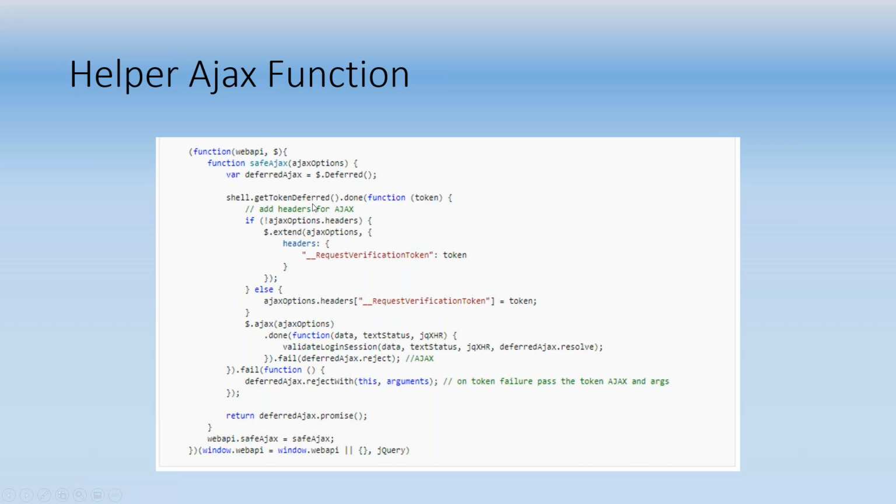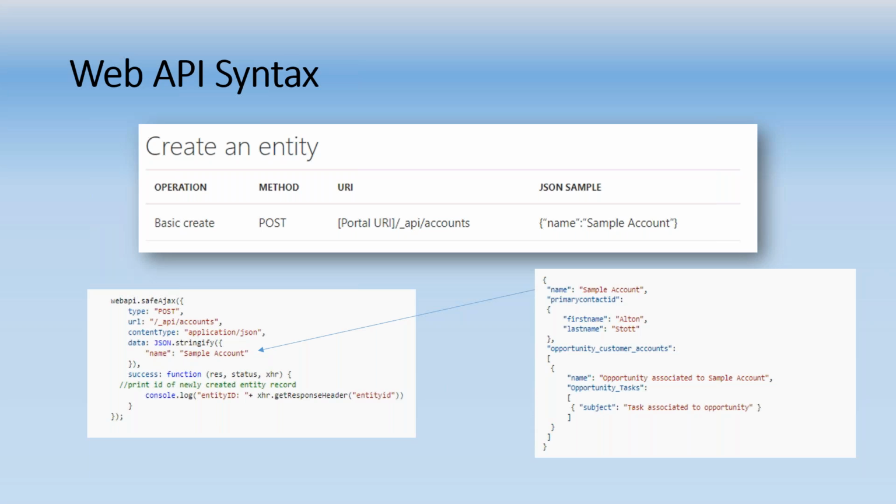As you can see, it does a simple thing. There is a shell.getTokenDeferred. It's a built-in portal command that gets the token for you and puts it as a header in the Ajax call that you are calling from Dataverse. So what this does is get the token from the portal, put it as a header called __RequestVerificationToken, send the request and get back the results for you. I modified this code a little bit, which I will show next, just to be more appropriate for my demos.